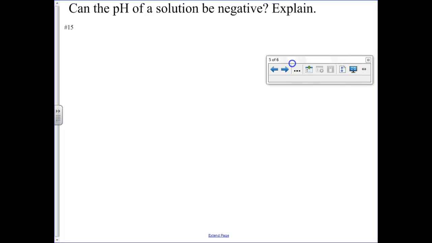Okay, so yes, you can have a negative pH. Typically, when you think of pH, you think about 0 to 14. That's the range you normally hear. It's kind of a crock. You can have negative pHs. You can have pHs over 14 as well. Now, having said that, 99.9% of things fall within 0 and 14 for a pH.